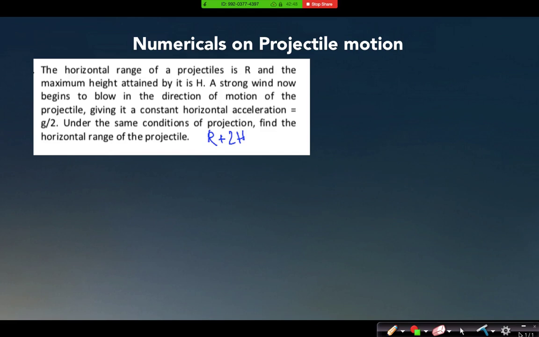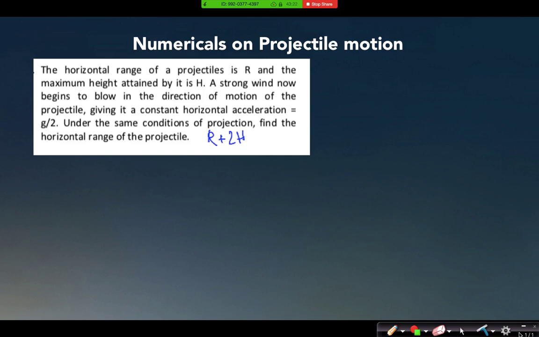Now this question is also not tough, but yes, that is a good question to solve. It says the horizontal range of a particle is R and the maximum height attained is capital H. Now a strong wind begins to blow in the direction of motion of the projectile, giving it a constant horizontal acceleration of g by 2. Under the same conditions of projection, find the horizontal range of the projectile.